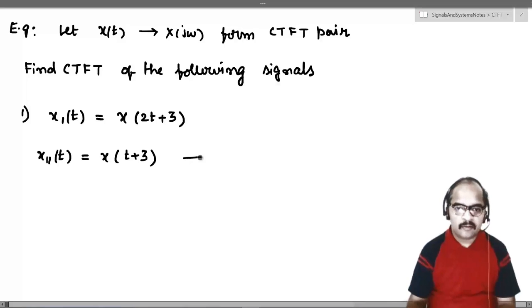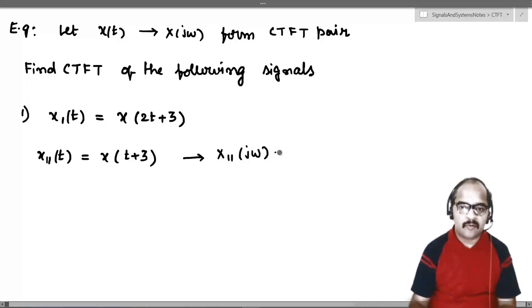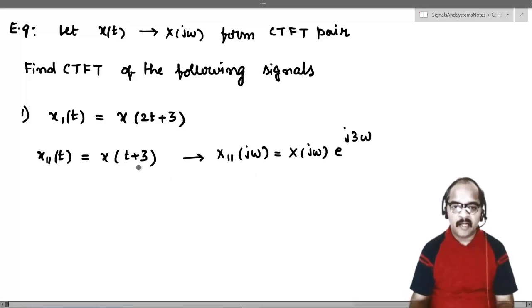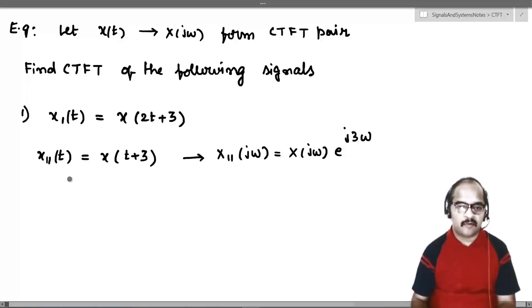Okay, so what will this fellow have as Fourier transform? This fellow will have X11 of j omega as the Fourier transform, which is equal to X of j omega multiplied with e power j3 omega. Why? It is the time shifting property. x of t plus t naught will have X of j omega multiplied with e power j omega t naught as the Fourier transform. Okay, so we just got it for the shifted signal.